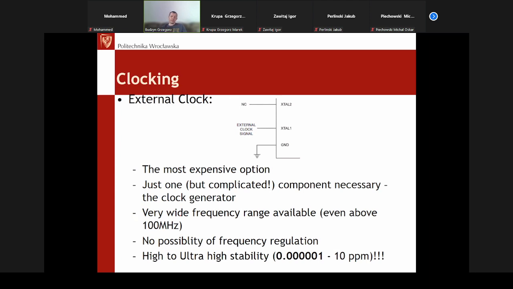Of course, traditionally we can use an external clock, but today, on my list, I would put it as the second solution. The internal RC oscillator wins on my list because it's the cheapest, it's the simplest.